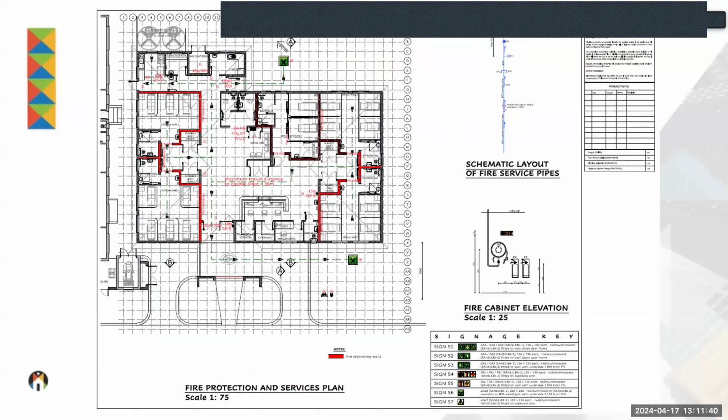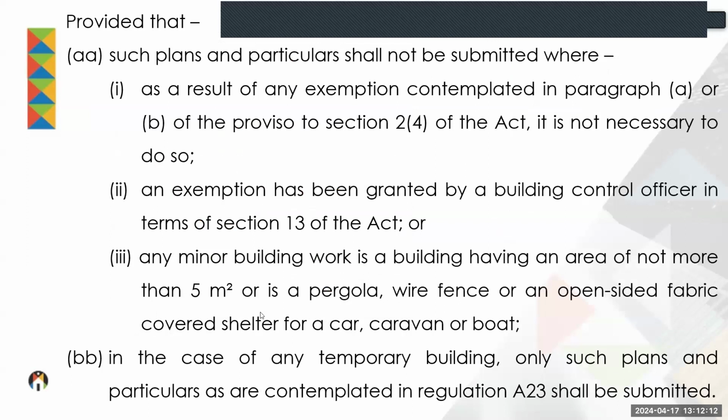I've combined in this case, and that's quite easy to do if it's a small building, fire protection and services in one drawing. Showing then the red color there is just the way that I do it. The fire, what I call fire separating walls, the escape routes, the signage, etc., and some detailing, as well as a schematic layout of the fire services pipes as required by Part W. Okay, let's go to the text further.